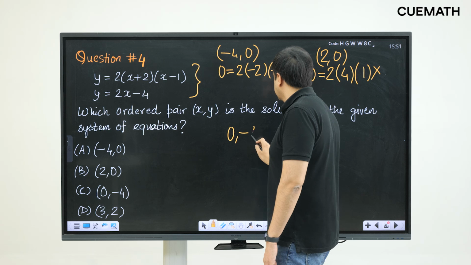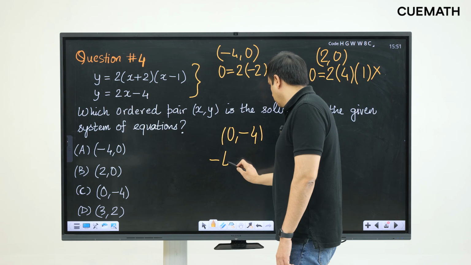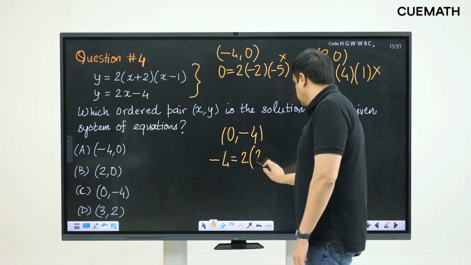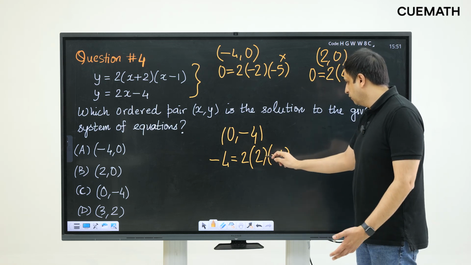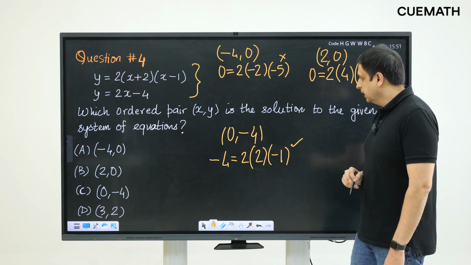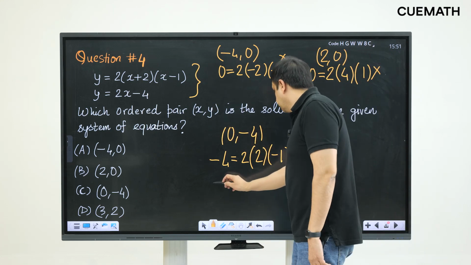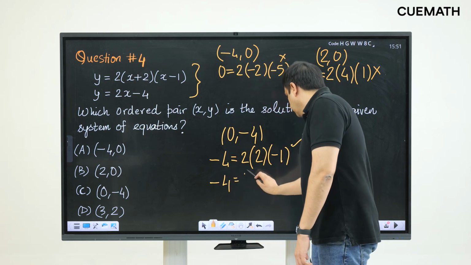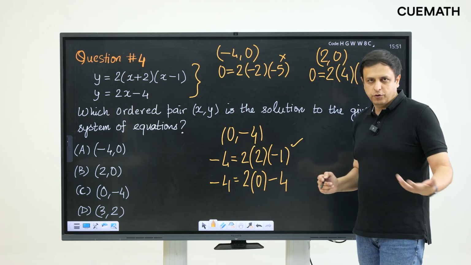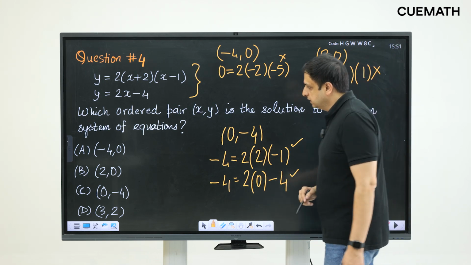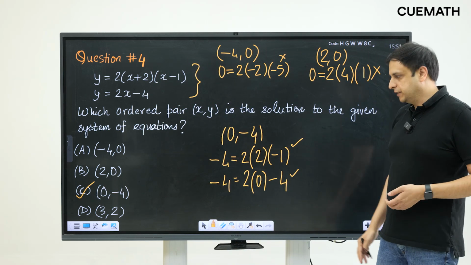So I'll take 0 comma minus 4 and y equal to, so the first equation, minus 4 equal to twice of x plus 2, which is 2, and x minus 1, which is minus 1. So now this works. Twice of 2 is 4 times minus 1 is minus 4. So this is correct. Now let's check if this is also working for the second equation. So y equal to 2x minus 4, which means minus 4 should be equal to twice of 0 minus 4. And yes, this is indeed correct because I'll get minus 4 on the right side. So this equation is also satisfied. So 0 comma minus 4 is the correct answer to this question.